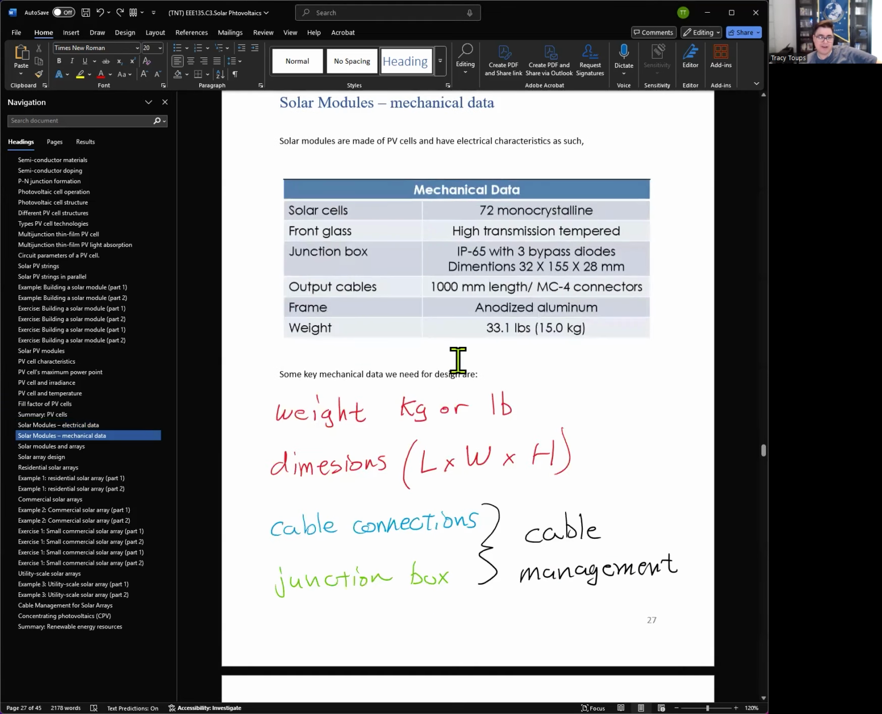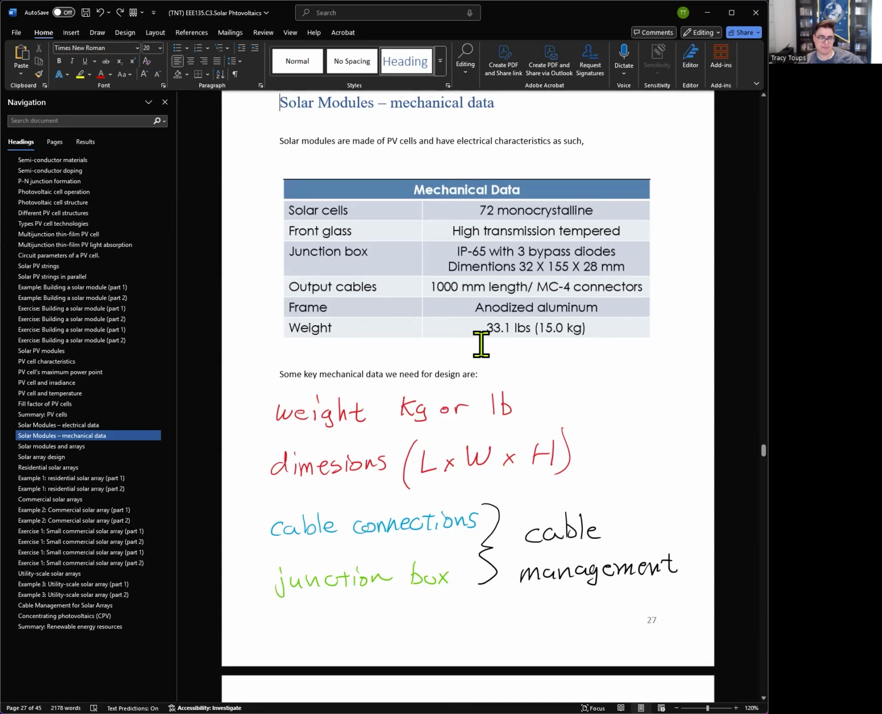Now that's electrical data; next is mechanical data. First, it typically tells you how many cells we have. This module has 72 monocrystalline solar PV cells. The front glass is high-transmission tempered glass, so it's going to let the sunlight through. You have a junction box, which is the connection point for your cables. The output cable has MC4 connectors and is 1,000 millimeters in length, and that gets connected to another device like a combiner box or an inverter. The frame is aluminum for light weight, and the weight itself is about 33.1 pounds.